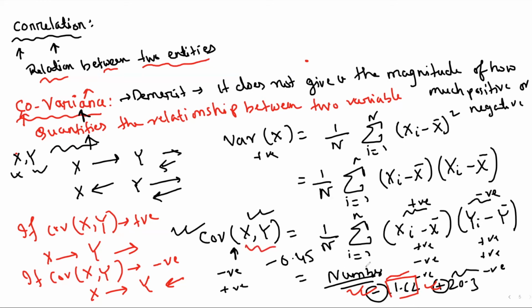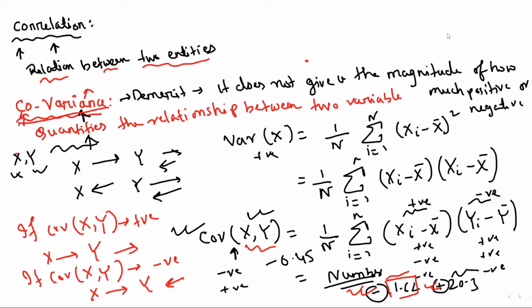To calculate the magnitude, we have one more statistical term, which is called Pearson's correlation coefficient. We'll come to that in later stages of statistics. But for now, understand what covariance is.